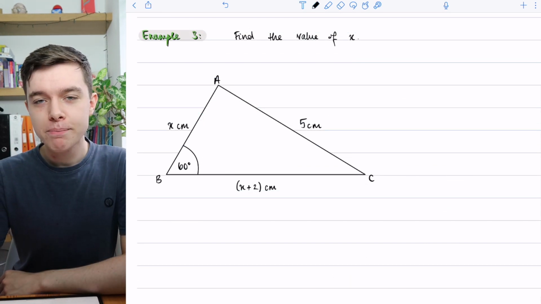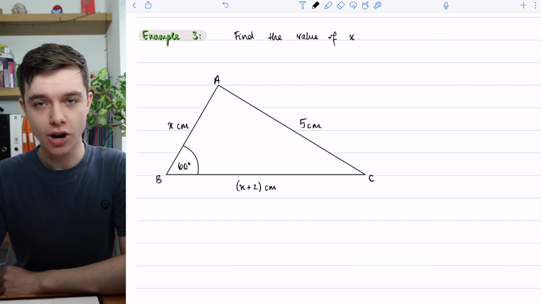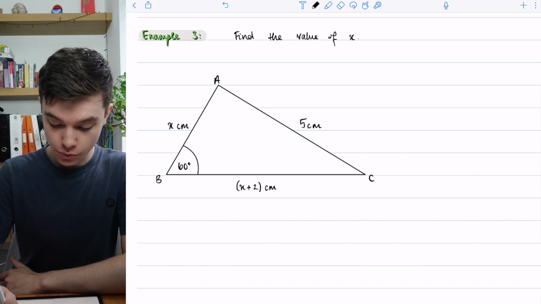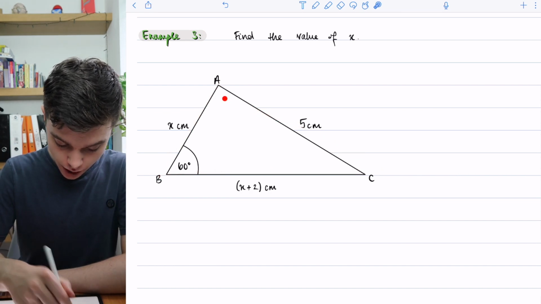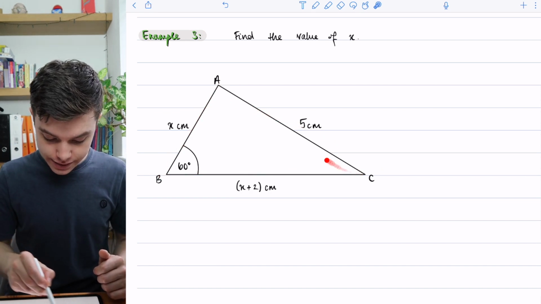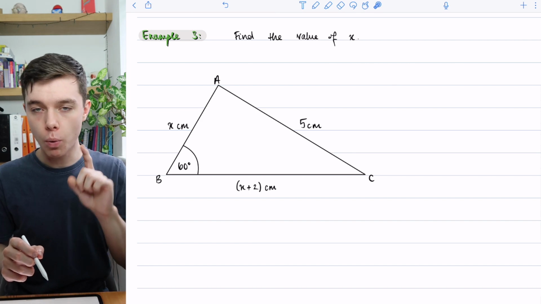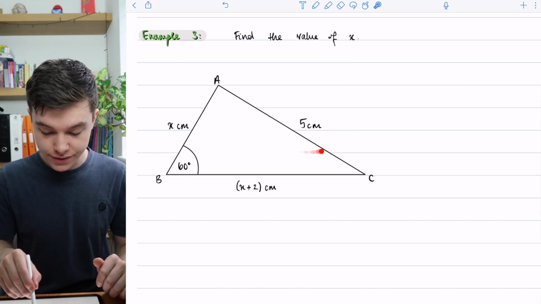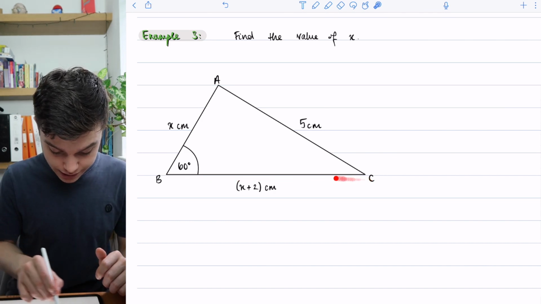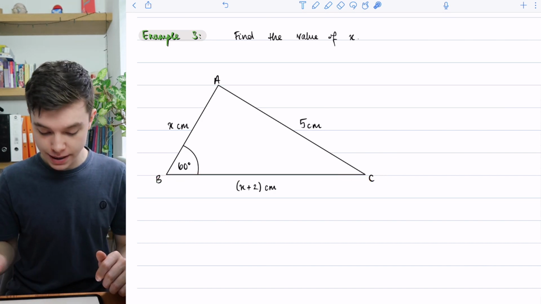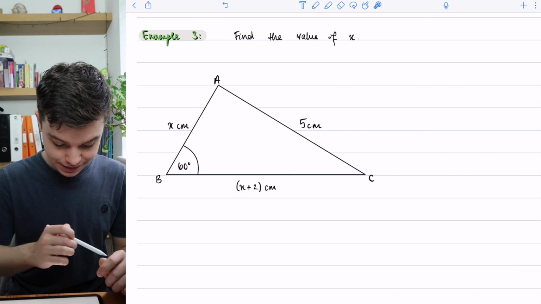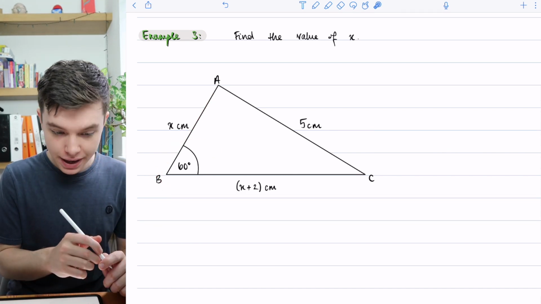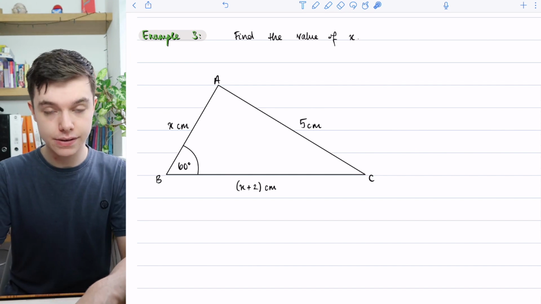The final example involves some algebra, so don't be put off. We're just being asked to find the value of x. We have a triangle, we have 3 sides, but we only know one of the sides. This side here, AC, is 5 centimetres. This side is x plus 2 centimetres. This side is x centimetres. This angle here is 60 degrees.